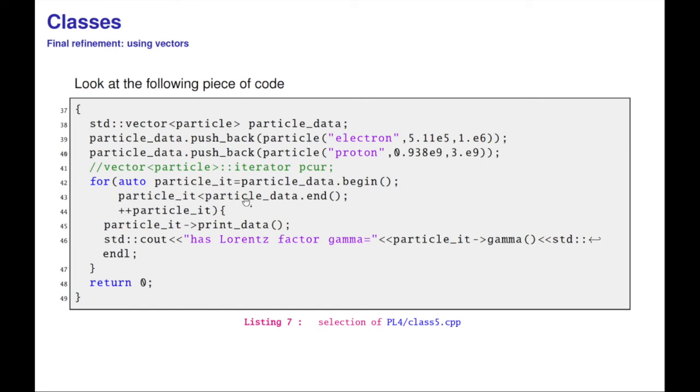So the particle iterator is less than particle data.end, and then you go plus plus that, and then you do particle iterator. And here I've got an arrow notation, which you may not have seen before. That's actually nothing more than star dot. Star dot is such a common combination, where you dereference a pointer and then take a member of it, that we have a special symbol for dereference and take the member in one step, because it makes the code more readable. And then we can just print out the gamma function in exactly the same way. So that looks very sensible to me.